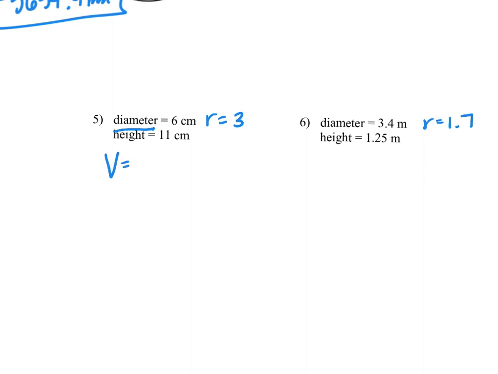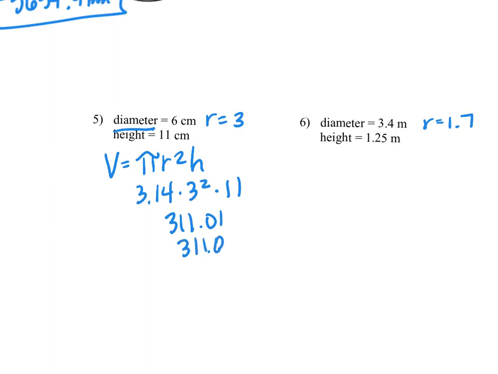So we would use those same formulas, plug everything in, and 3, second pi, times 9 times 11. And we get 311.01, which would round to 311.0. So this would be centimeters cubed.